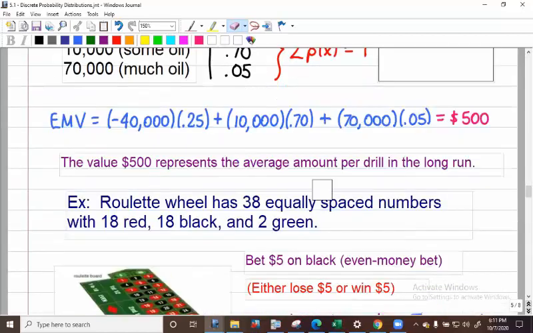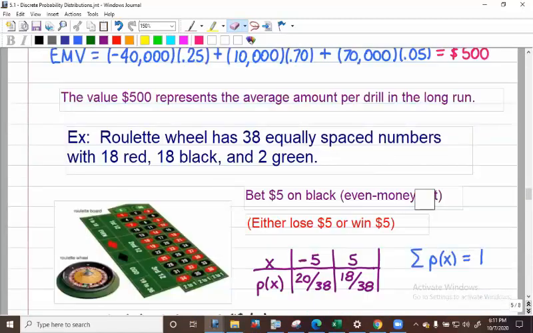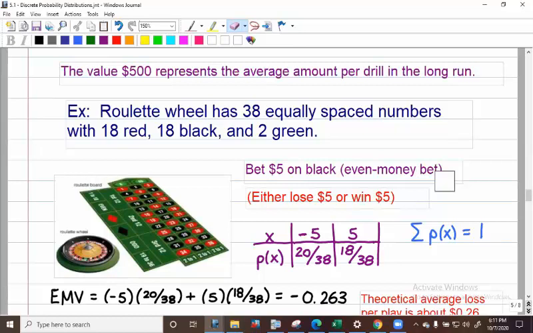Let's take a look at a roulette wheel. You don't have to be a gambling expert here, so don't worry about this too much. It's just a wheel with numbers, and you don't have to know all these odds. Actually, you can figure out the probabilities if I tell you it's 38 equally spaced spaces on a wheel: 18 red, 18 black, 2 green. I've seen some with 3 greens. That's not good for the player. Anyway, let's look at your expected value in this game.